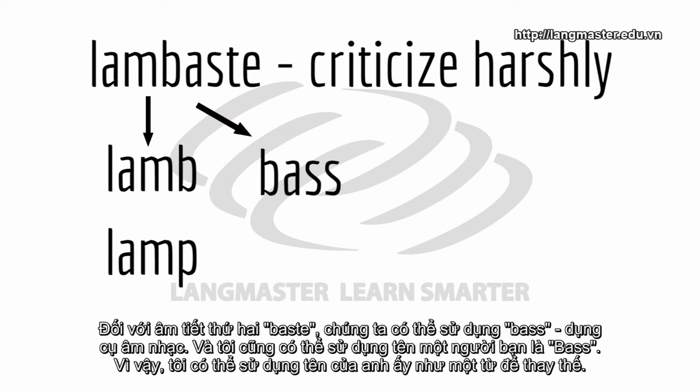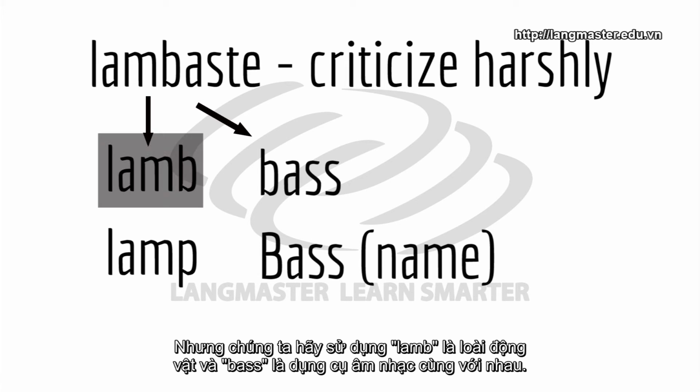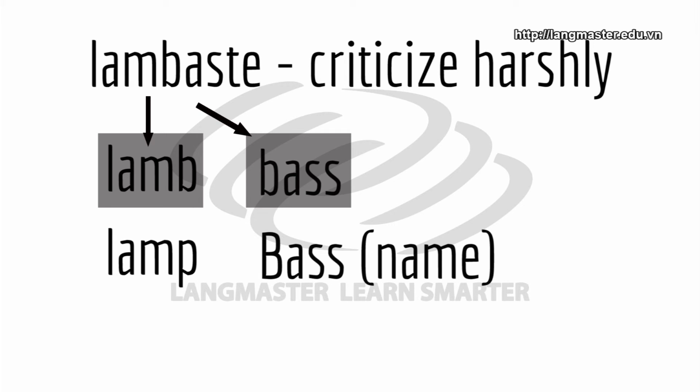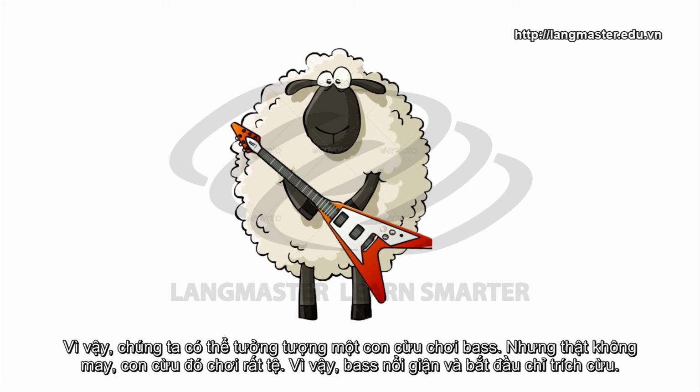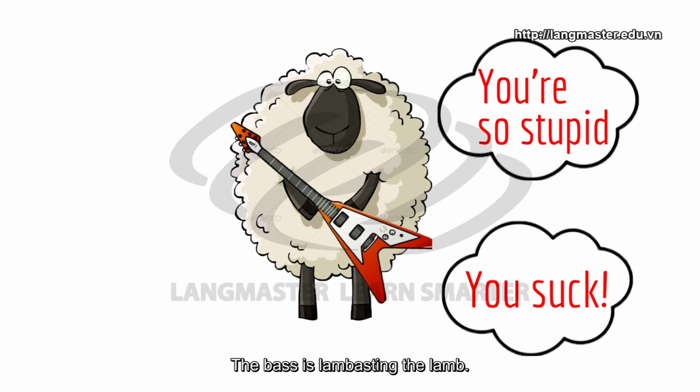And I also happen to have a friend named Bass. So personally, I can use his name as the substitute word as well. But let's use lamb, the animal, and bass, the musical instrument, together. So we can imagine a lamb playing the bass. But unfortunately, the lamb is really terrible at playing the bass. So the bass gets angry and starts criticizing the lamb. The bass is lambasting the lamb.